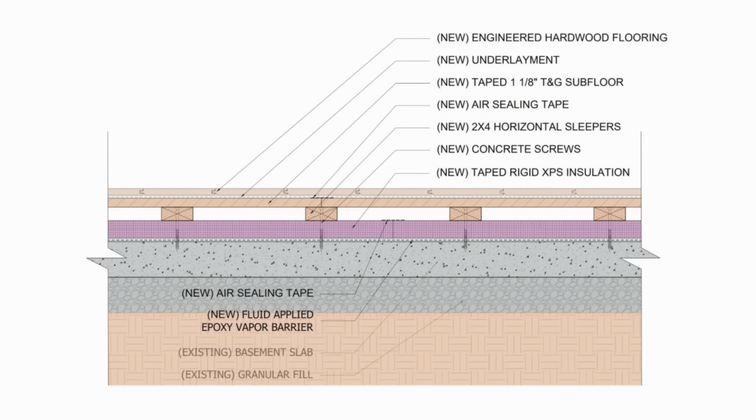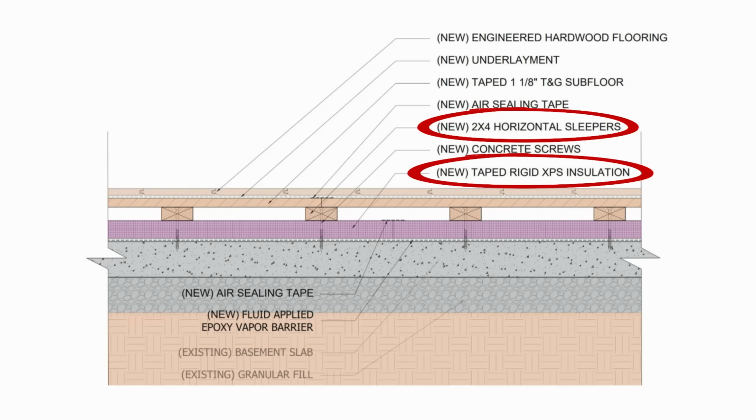Another more traditional method of insulating this slab would be to install pressure-treated 2x4 sleepers to form a shallow framed floor. Then, rigid insulation would be installed between each sleeper bay, along with a single layer of subflooring on top of the sleepers.